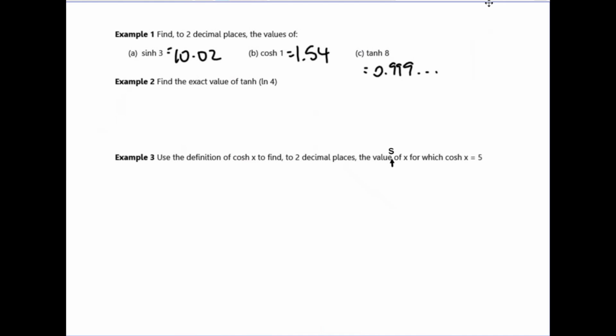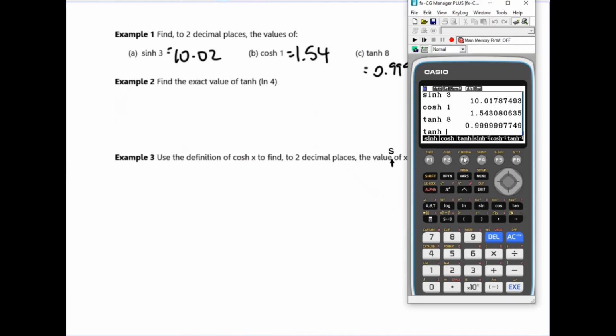Example 2, find the exact value of tanh ln 4. You could type tanh ln 4 into the calculator, and I think it probably will give you the answer, 15 over 17. But we're going to do this one by hand.